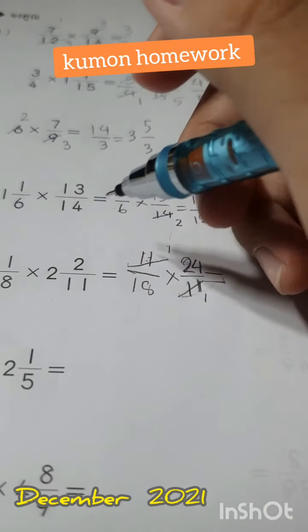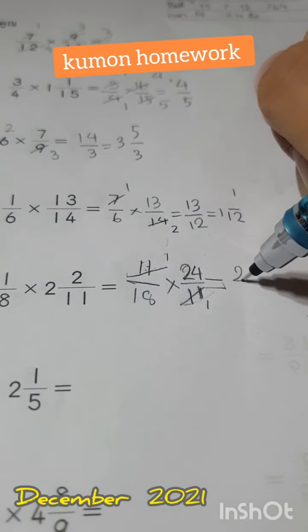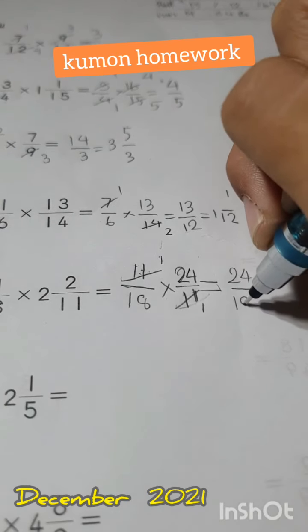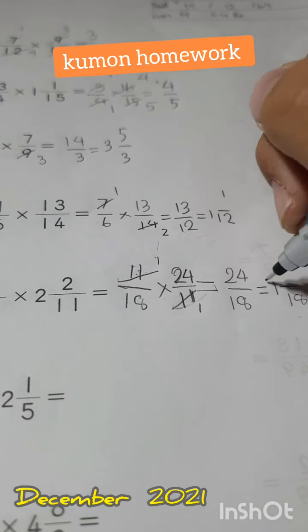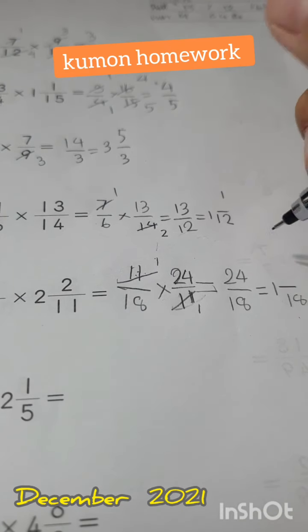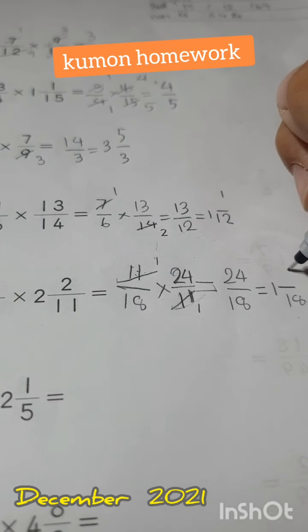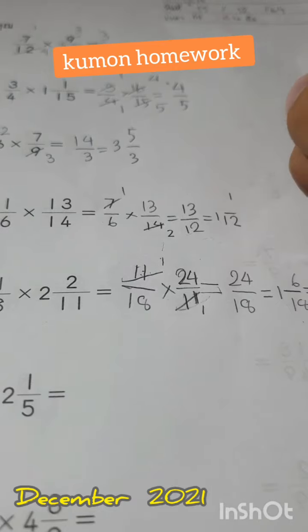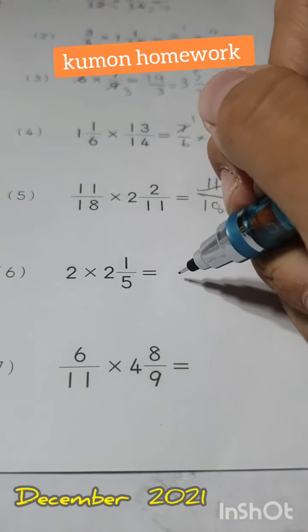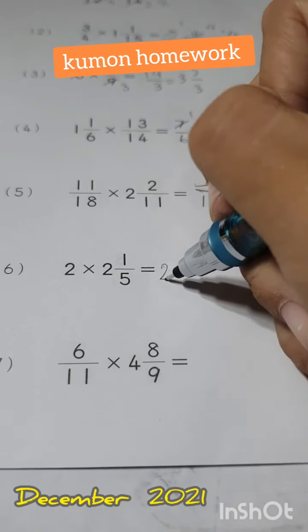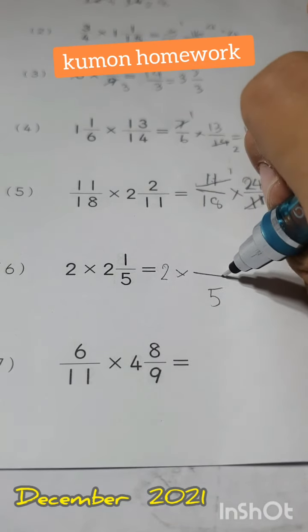I will look at another choice. Okay, so this is 24, and this one is 18. We'll get to a whole number. It's a whole number. This one, in whole number 6, we exchange to this one. Okay, this one about 2 and 5, 11.